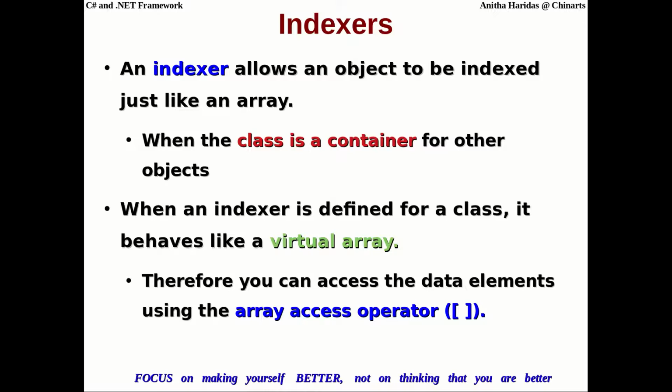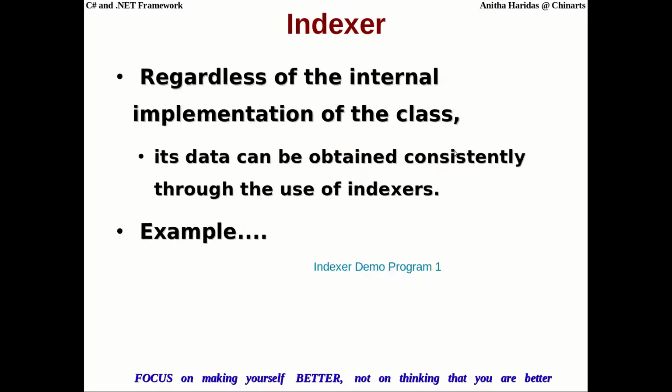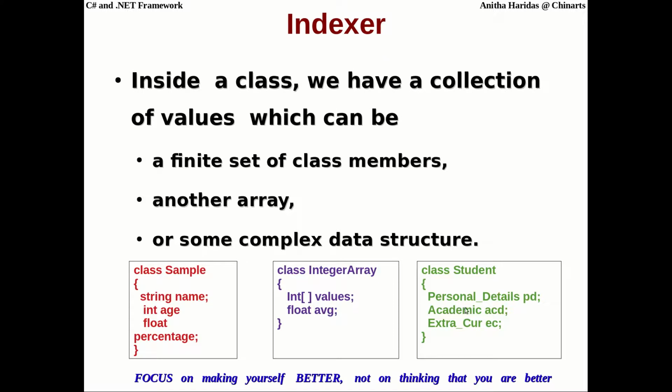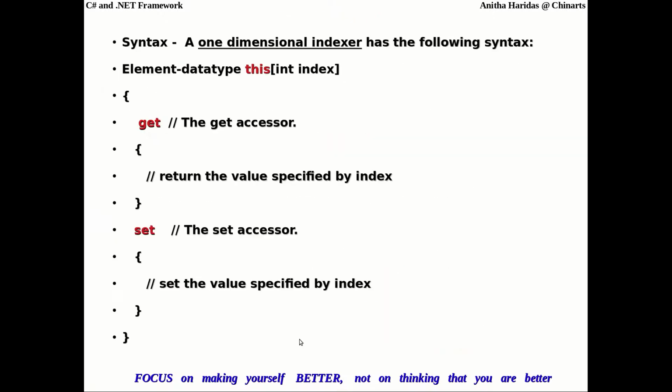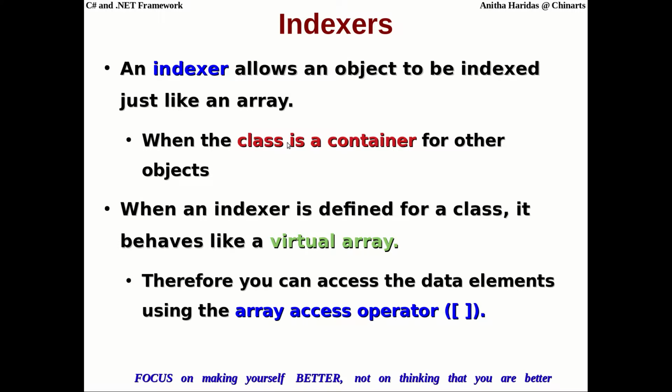An indexer allows an object to be indexed just like an array when the class is a container for other objects. We have seen some examples also. Here a class is a container for another kind of object which is an integer array. So if you have a class as a container for other objects, then I can use an indexer.